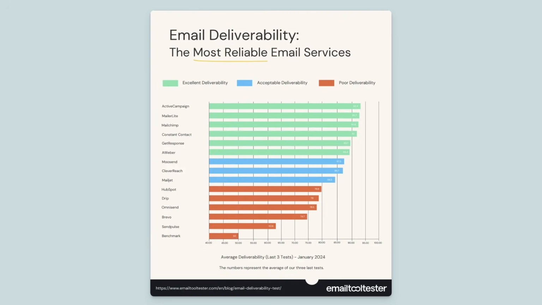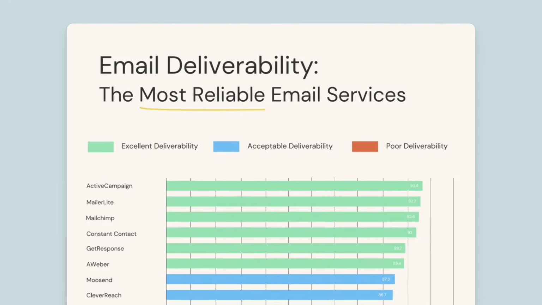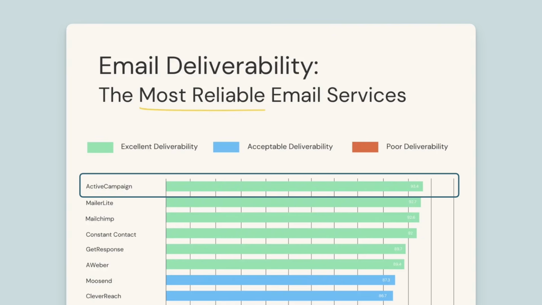Now, prior to some updates from Yahoo and Google in 2024, your email marketing platform had a sender reputation, which would impact your deliverability. An email tool tester used to release a biannual report to measure and rank the top platforms' deliverability scores. In their latest report from January 2024, ActiveCampaign ranked number 1 and fell in the green bracket with excellent deliverability.